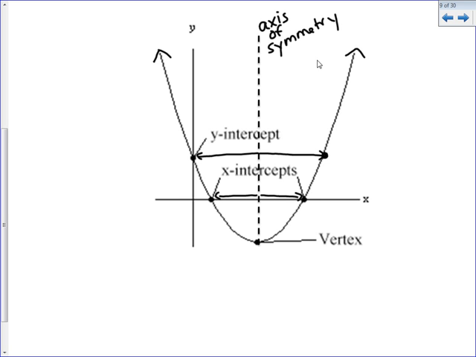It just lets us find more points because if this is 1 over to the left, this point's 1 over to the right. If this is 2 over to the left, this point's 2 over to the right. It's symmetrical about that line. We use that when we graph on Wednesday.